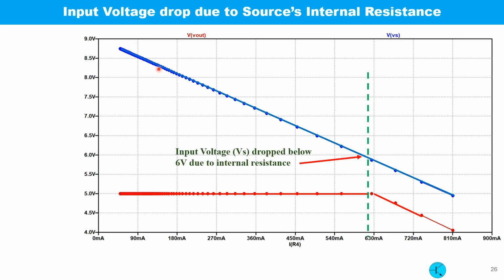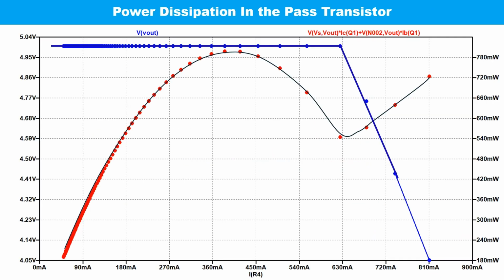This slide shows both the input and output voltage. As you can see, the regulation is lost at around 630 milliampere. The input voltage is around 6 volt, so beyond 6 volt, the regulation is lost. This slide shows the power dissipation. You can see the dissipation goes up and then goes down.